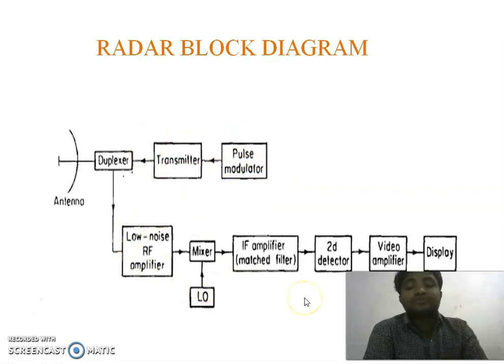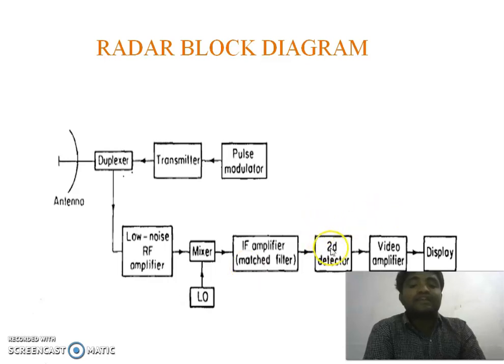This receiver is a superheterodyne receiver. Why? Because it consists of a mixer. Any receiver that consists of a mixer is called a superheterodyne receiver. The function of the mixer is to convert the incoming signal into the intermediate frequency, and after the mixer we have an IF amplifier. The IF amplifier consists of a matched filter. The matched filter improves the signal to noise ratio, which means the signal detection probability can be increased.